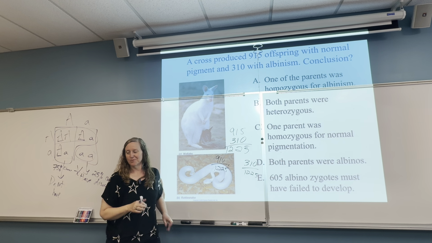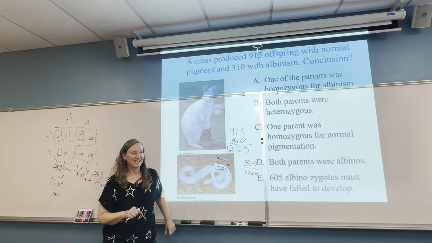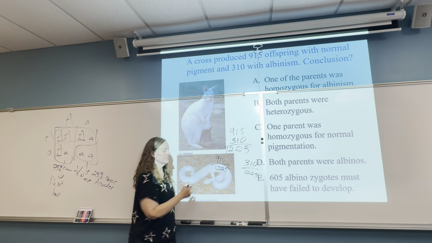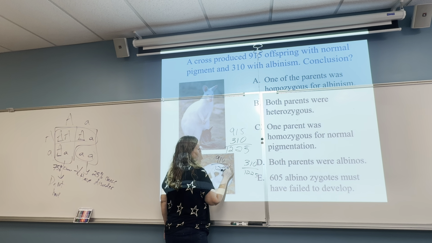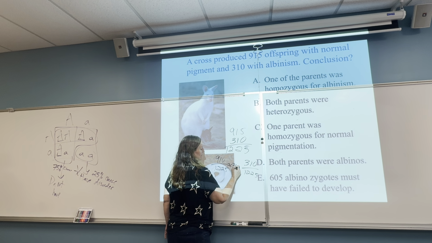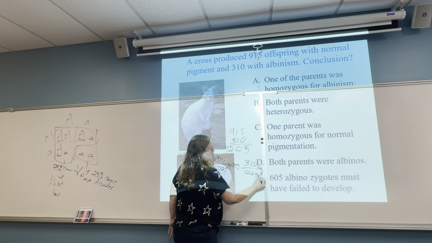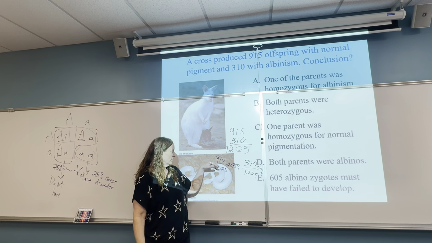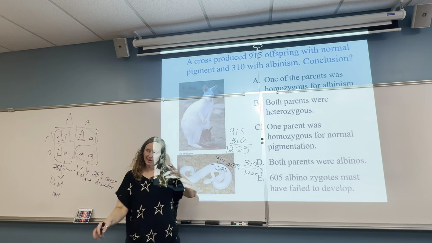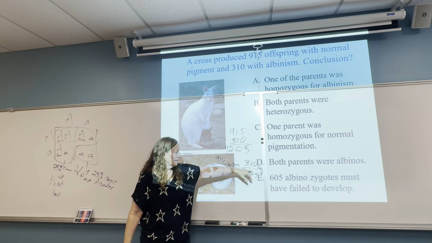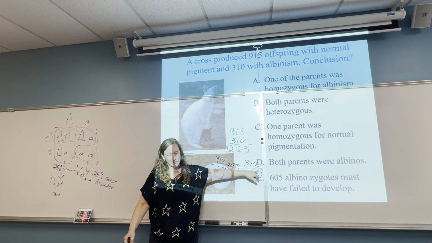Who has the exact numbers? Anybody figure out the exact numbers? It's about, let's say, 75%. This one's about 25%. So once we know this, if we're looking at 910 divided by 1225, that is pretty close to 75%, and 310 divided by 1225 is pretty close to 25%.